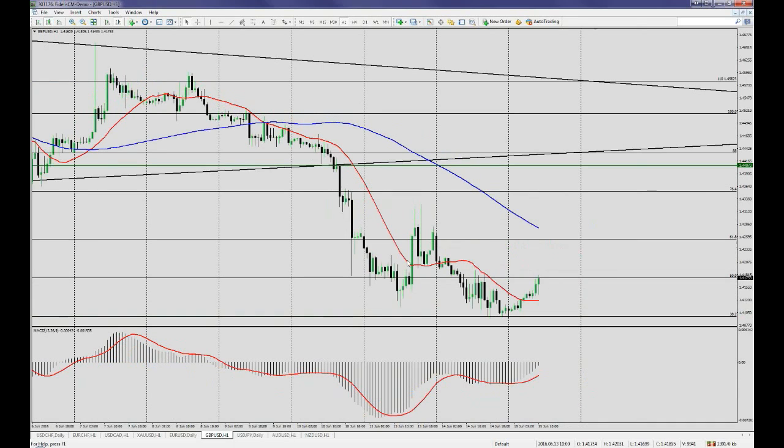Now let's move on to GBP/USD. What can we do? Well, if you remember last week, I was telling that sell GBP/USD. That was it.